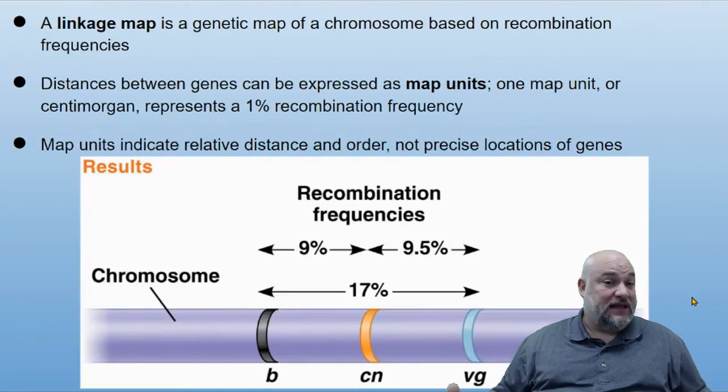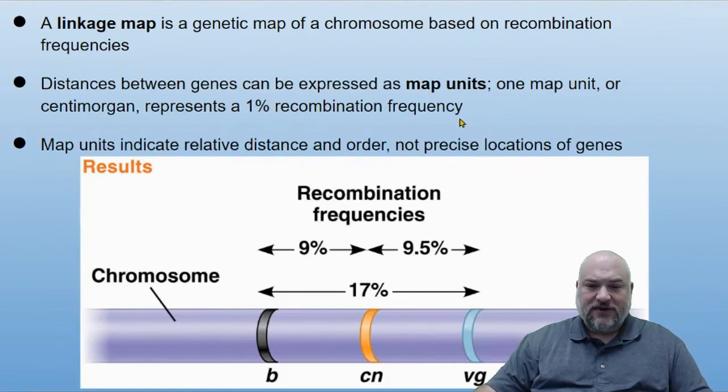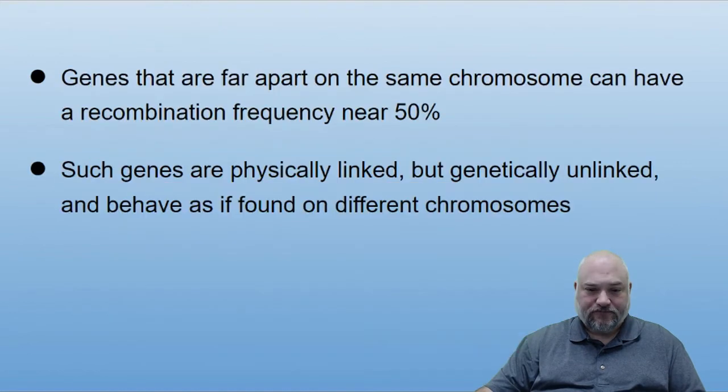So from that, you can make a linkage map, a genetic map of a chromosome based on recombination frequencies. Distances between genes can be expressed as map units, one map unit or centimorgan. It's always nice when you have a unit of measurement named after you. I wonder what a centihamele would be. A centimorgan represents a 1% recombination frequency. Okay. So map units indicate relative distance in order, not precise locations. So the percent difference here, how far apart they are as a percent of the chromosome.